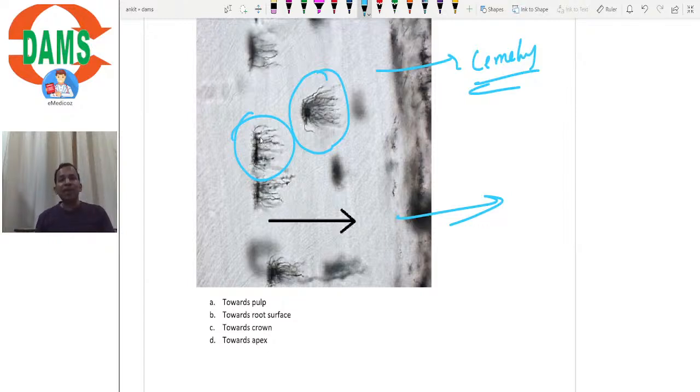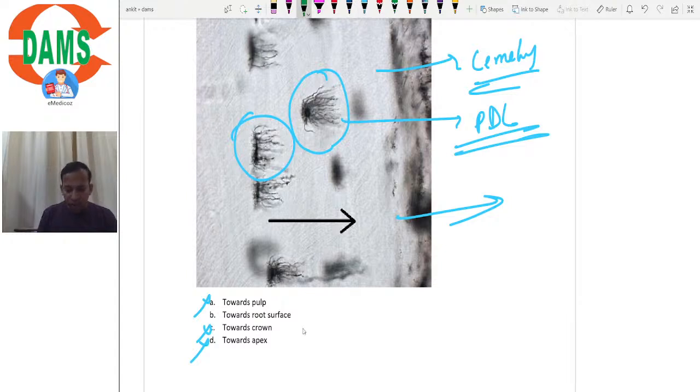So the trapped cementocytes need nutrition, and for this nutrition they will extend their processes towards the periodontal ligament, isn't it? So in which direction will they extend? Towards the PDL, isn't it? The processes are extending towards the PDL. So what direction does it become? It is not the pulp, not the crown, not the apex, so what is the answer? Towards the root surface, isn't it? The answer would be towards the root surface, since these processes are extend towards the periodontal ligament. Let's move ahead. Next question.